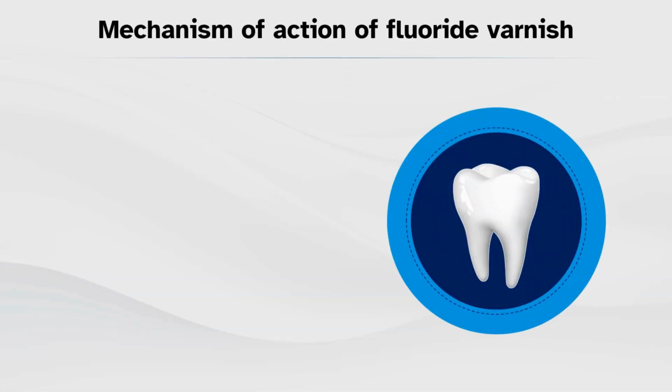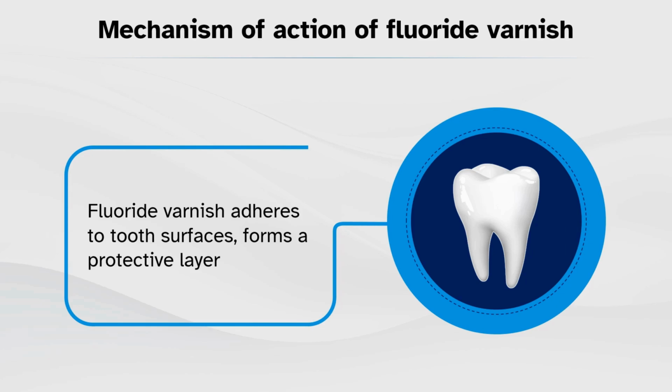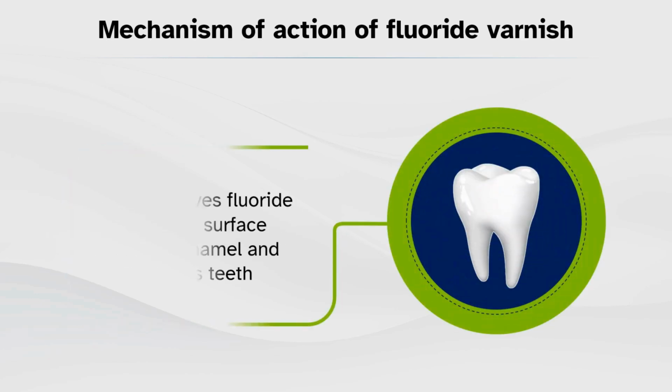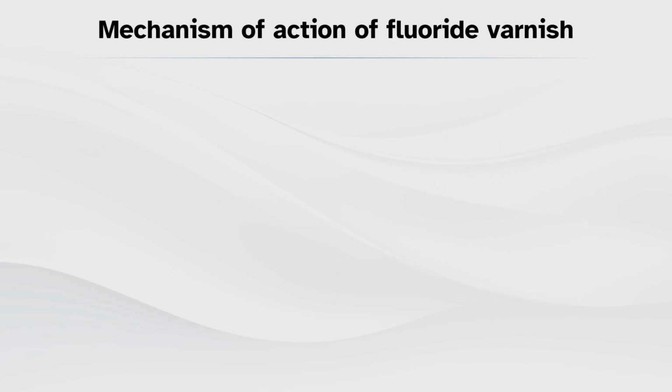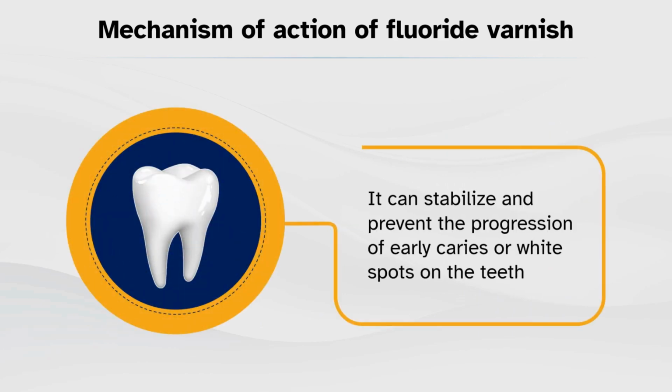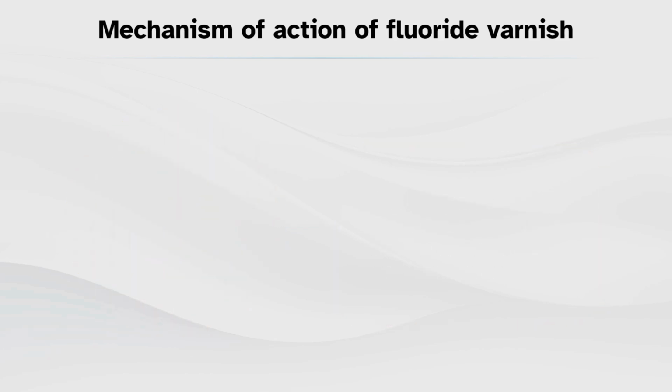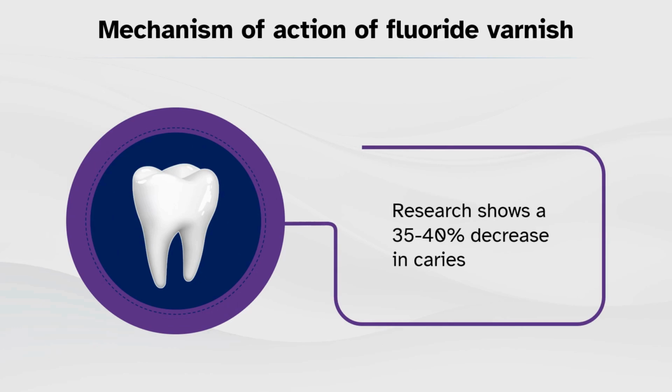In Module 1 of this course, you learned the effect of fluorides in preventing dental caries. Recapitulating these effects, fluoride varnish adheres to tooth surfaces and forms a protective layer. This makes it most effective, and this improves fluoride uptake into surface layers of enamel and strengthens teeth. It further stabilizes and prevents the progression of early caries or white spots on the teeth. Research shows fluoride varnish application can result in a 35 to 40% decrease in caries in communities.